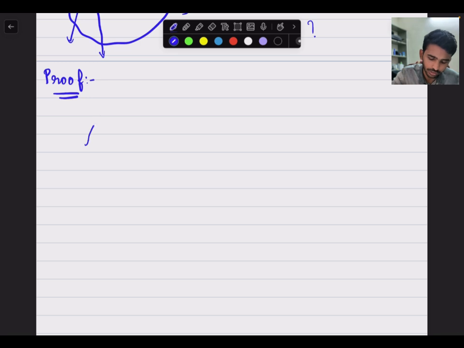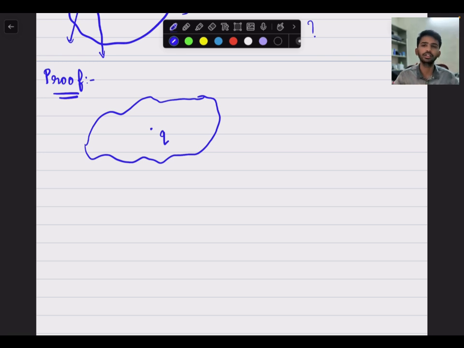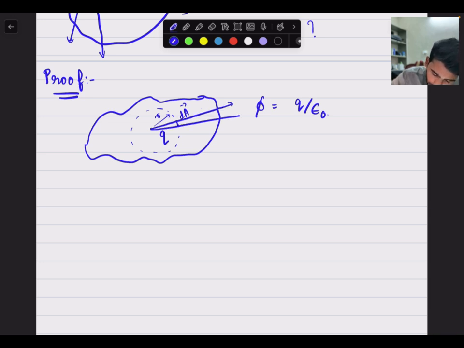Let's take an arbitrary surface, and now we are placing a charge q inside it. So Gauss law says that the flux through this surface is equal to q by epsilon naught. Now let's take a spherical surface around q with q as its center and the radius equal to r. So now we want to find, let's also take a differential area, and the field lines would be something like this.